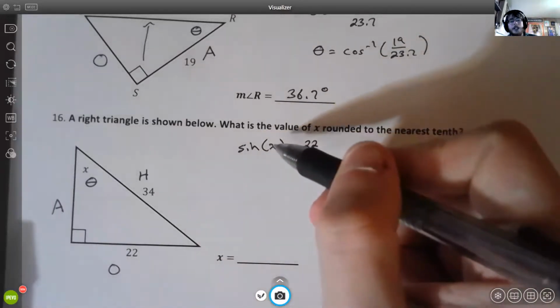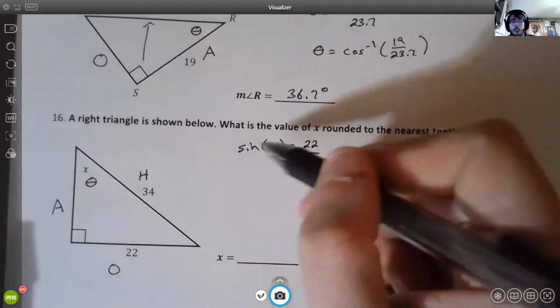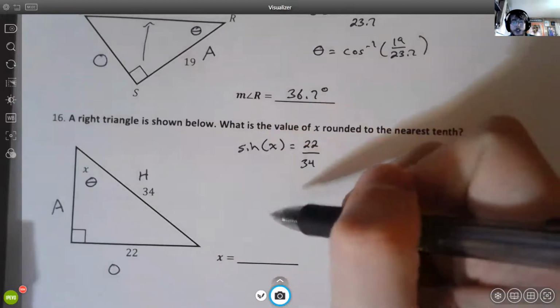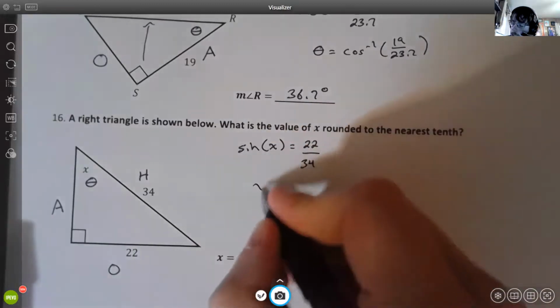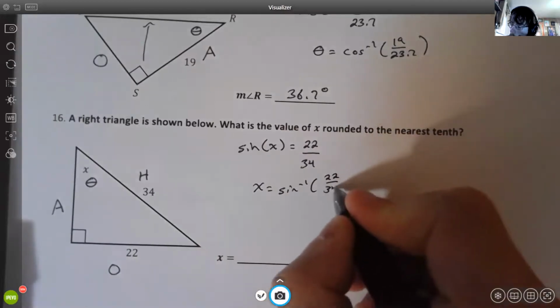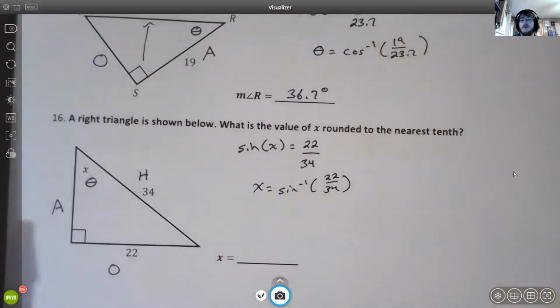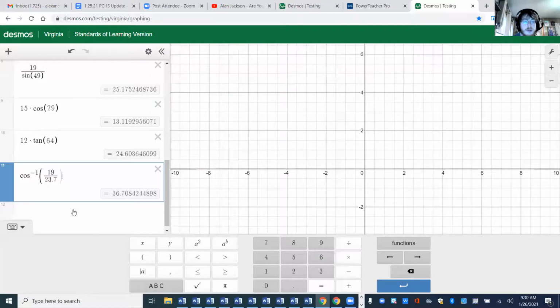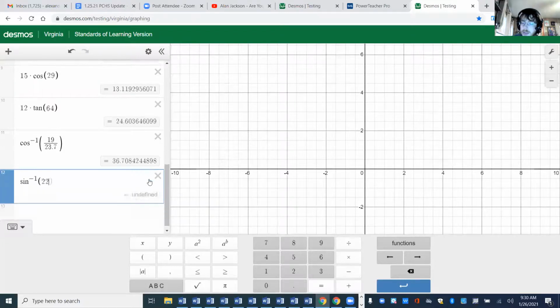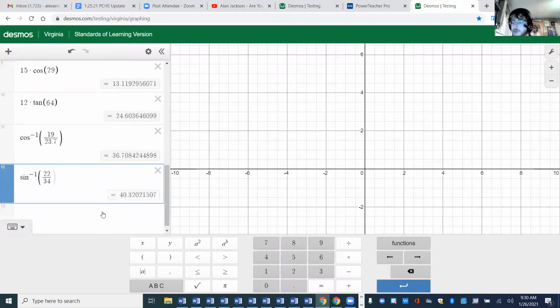We're looking for X. We already have those sides. We're not going to put it over 1 and cross multiply. So we're going to take the inverse sine of both sides. So we end up with X is equal to the inverse sine of 22 over 34. And if we type that into our calculator, we get that X would be equal to 40.3 degrees. Okay.